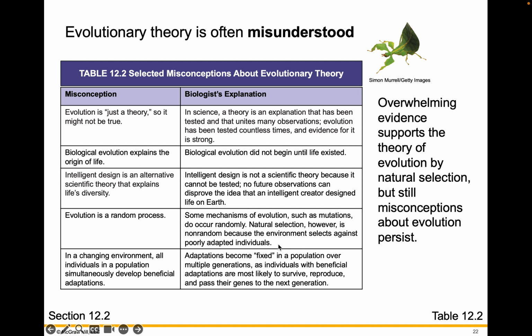poorly adapted individuals. And one more misconception I'll address here is that in a changing environment, all individuals in a population develop beneficial adaptations at the same time. And this is false. Adaptations can become fixed in a population over many generations, as individuals with beneficial adaptations are more likely to survive and reproduce and pass on their genes. But it doesn't happen instantly. Remember, individuals can't change their DNA.